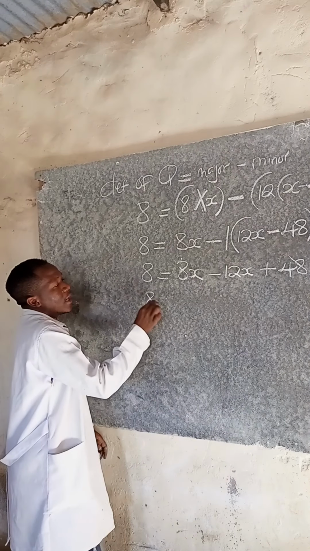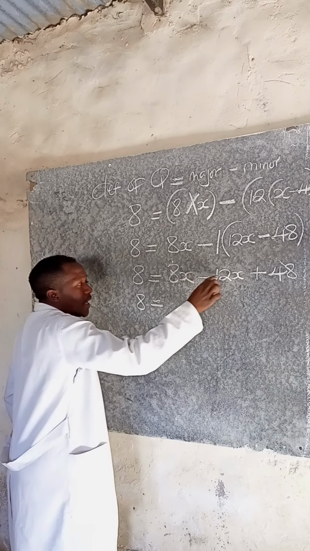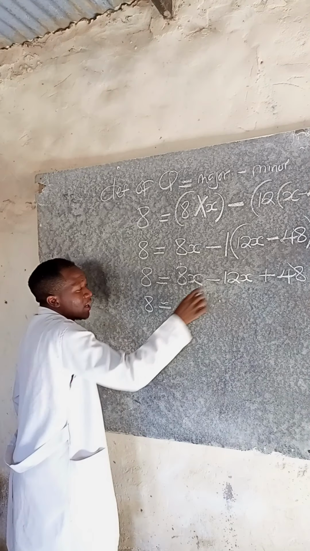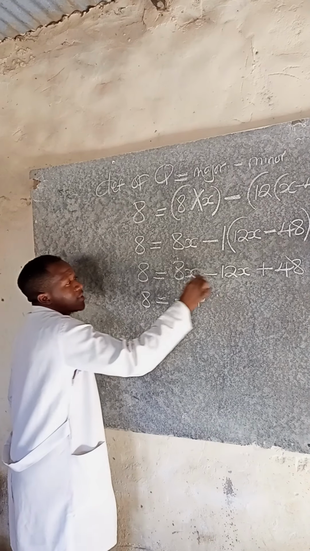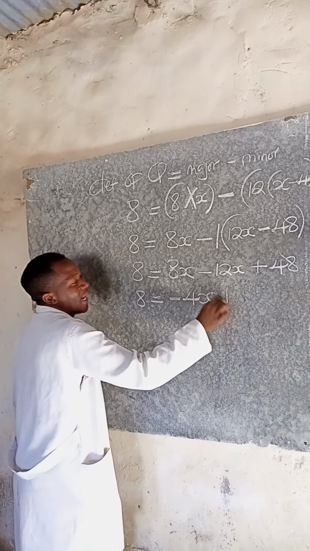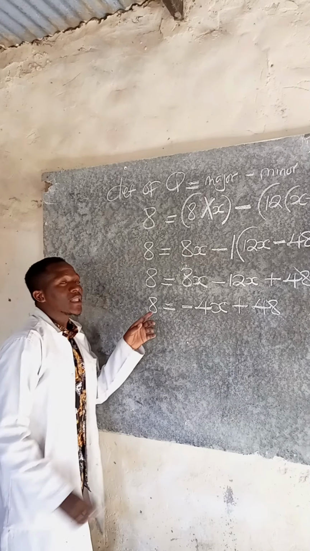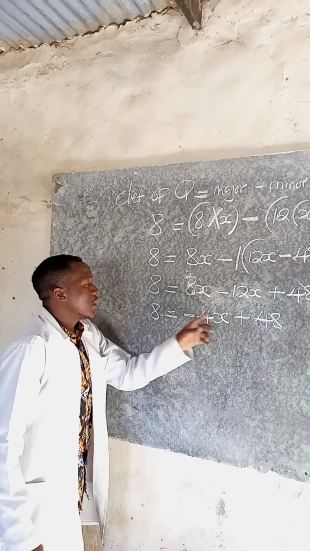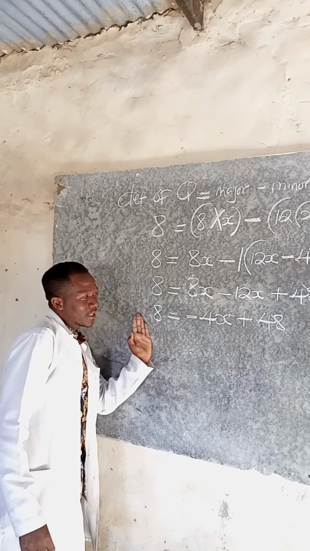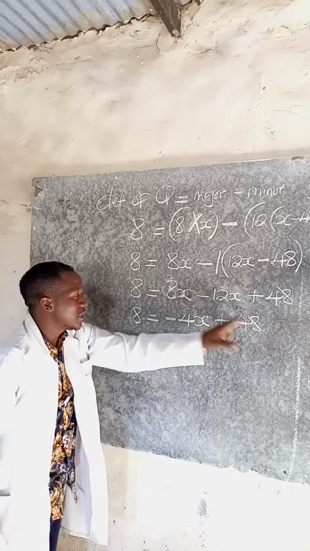So I'm going to say 8 equals 8 minus 12. 8 is subtracting the bigger number. The answer is negative 4. What is common here is x plus. This is going to be 48. Then I'm going to collect like terms together. Either way, we can let negative 4x cross over the equal sign, or we can just bring 48 to the other side.